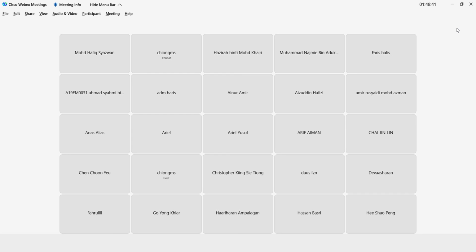Is it one group one report or one person one report? Sorry, say again. One group one report or individual? Individual. One person one report.